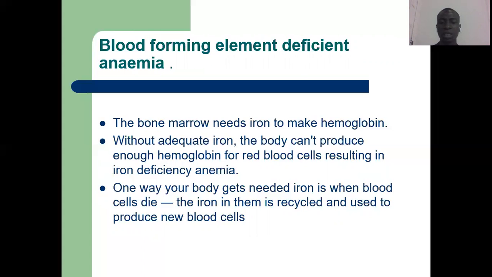One way your body gets the iron it needs is when red blood cells die. The iron is then recycled and used to produce new cells. So when a red blood cell dies, the body gets the same iron and recycles it. If you have any deficiency in iron in the body, it affects the production of red blood cells.